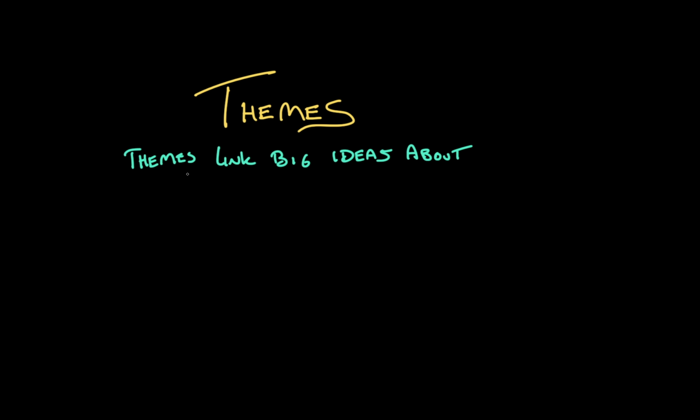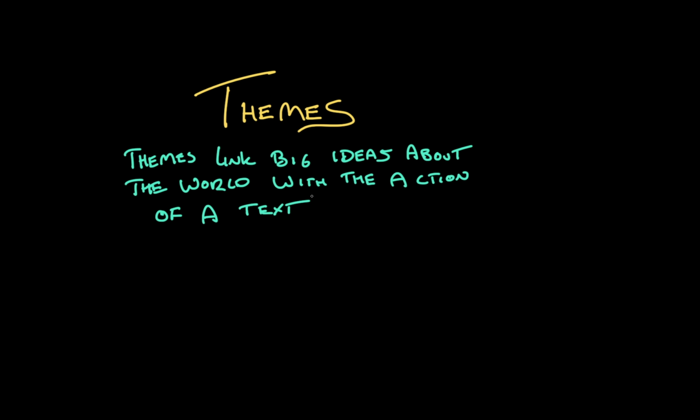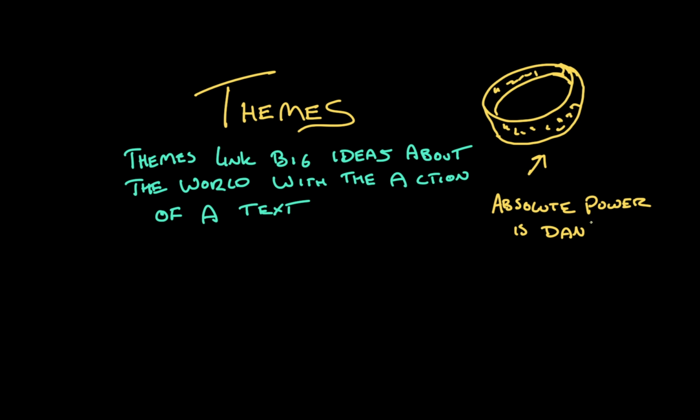Now, to recap a little, themes link big ideas about the world we live in with the action of a text. For example, in the Lord of the Rings stories and films, the One Ring represents absolute power and how dangerous that is. How do we know that, though? How did J.R.R. Tolkien, as an author, develop that theme in the text? How can we go deeper, beyond that headline of the ring equals the dangers of absolute power?